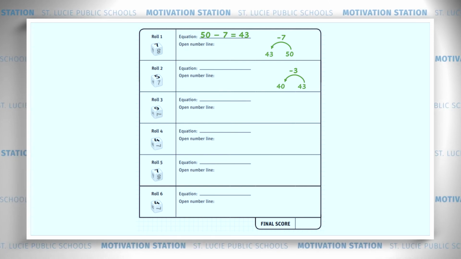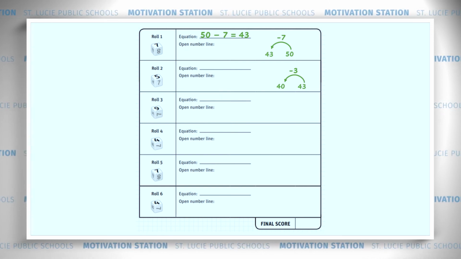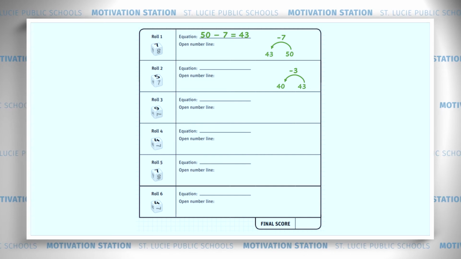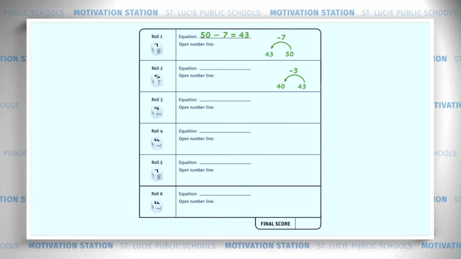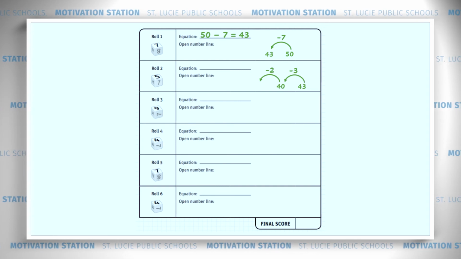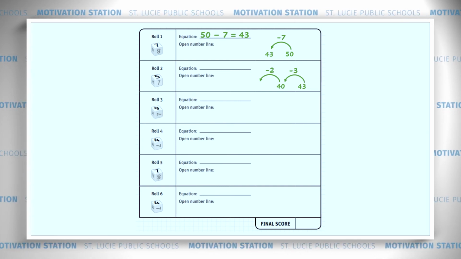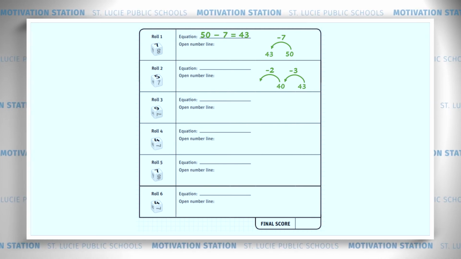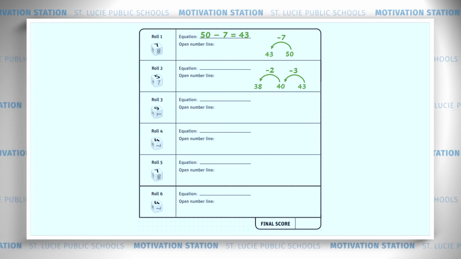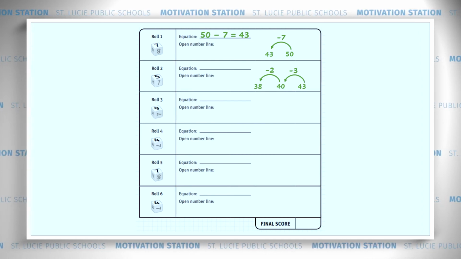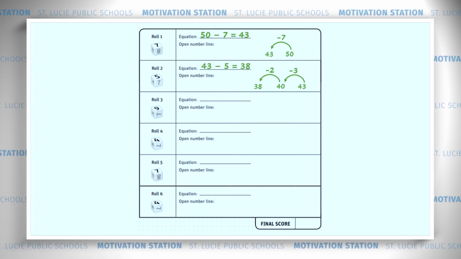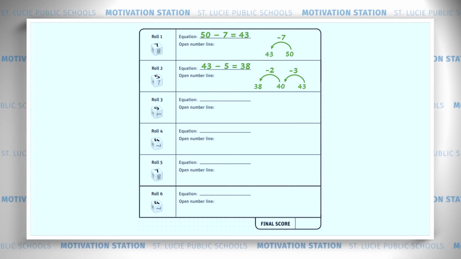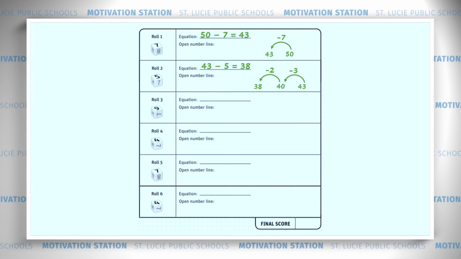Now I have to take away a total of 5 because I rolled a 5. Well, how many more do I need to take away to get to taking away a total of 5? I've already taken away 3, so I need to take away 2 more. 40 minus 2. 10 minus 2 is 8. So 40 minus 2 is 38. Now all I have to do is write my equation. Well, I started at 43, I subtracted 5, my answer was 38. Jot that down.